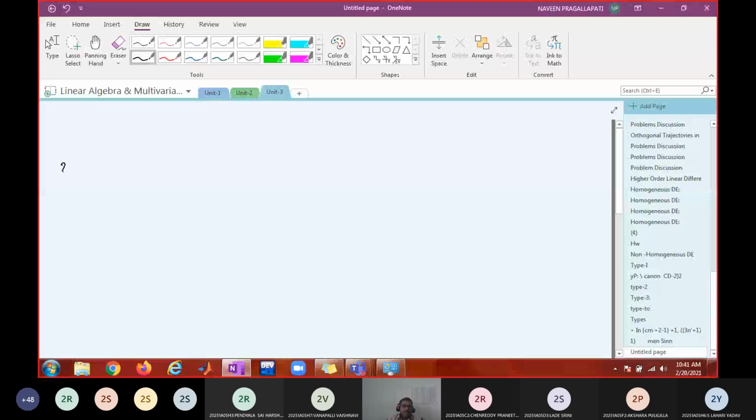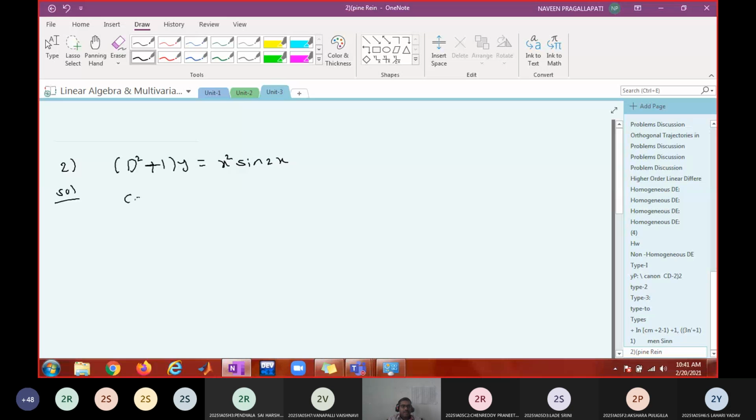Problem number 2. D square plus 1 of y is equal to x square sin 2x. Write like this, d square plus 1 of y equal to x square sin 2x.